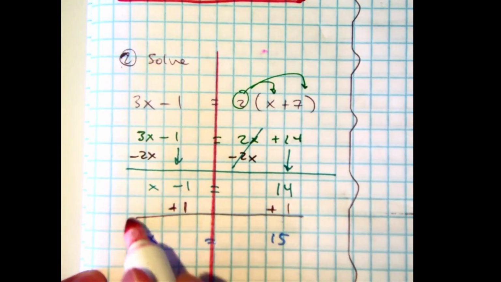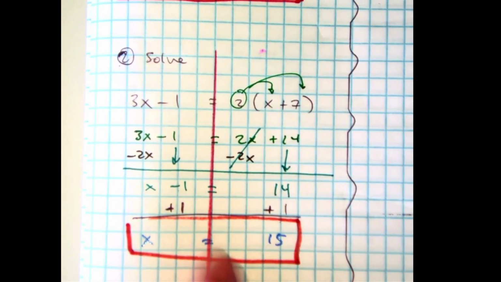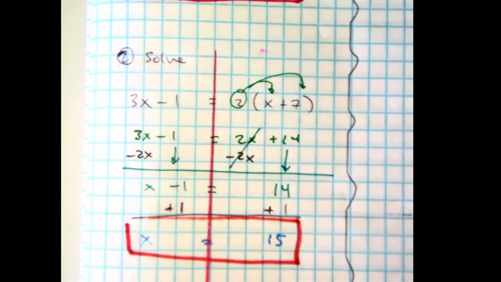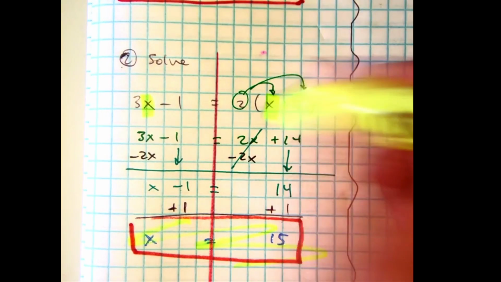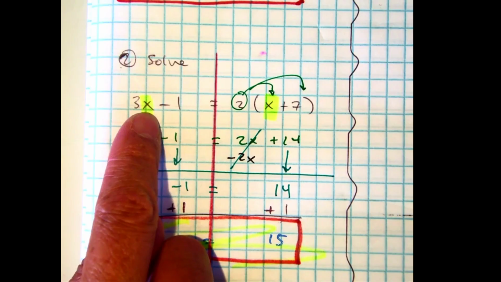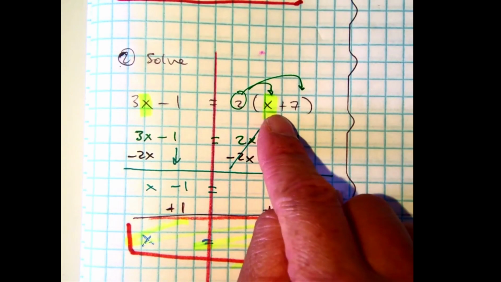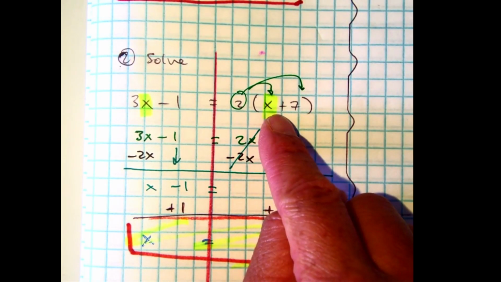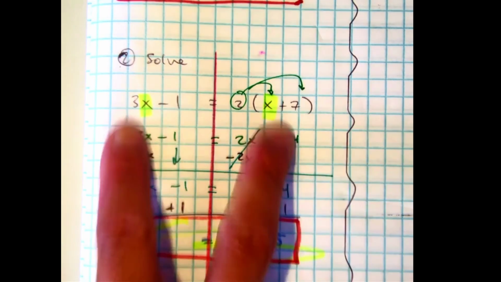What does x equals 15 mean? It is our solution. It means that if I take the x value and I substitute it back in for x, it'll make the statement true. Class, 3 times 15 minus 1, 44. 15 plus 7? 22. Times 2. 44. They're equal.